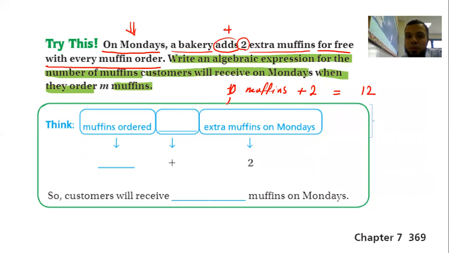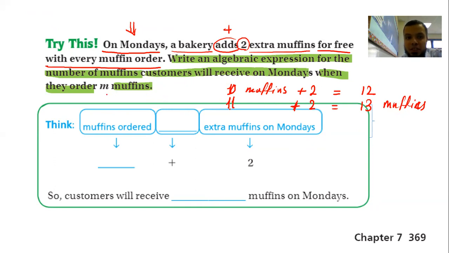Yes, if you buy 11 muffins, and the bakery is going to give you 2 extra, so he will add 2 extra for you. He wants many people to buy from his shop, so the answer is going to be 13 muffins, right? This is the meaning of add 2 extra muffins. Okay, so I need you to write an algebraic expression to represent this situation.